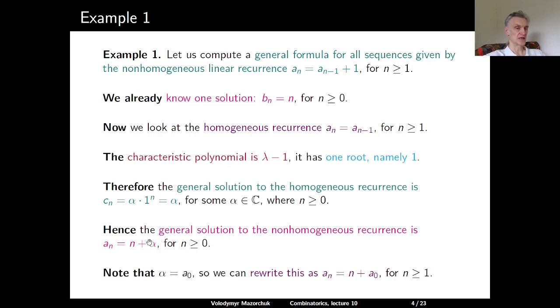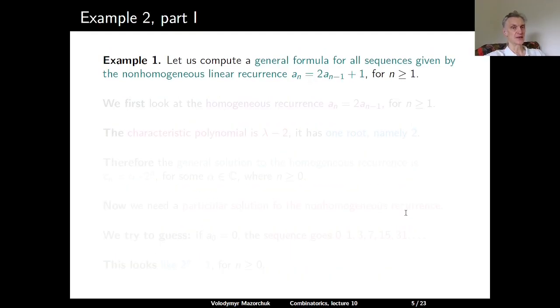Let us note that this alpha is exactly a0, so we can instead describe the sequence as an is equal to n plus a0 for all n greater than or equal to 1. Let's look at another example. Let us compute a general formula for all sequences given by the non-homogeneous linear recurrence an equals 2 times an minus 1 plus 1 for n greater than or equal to 1.